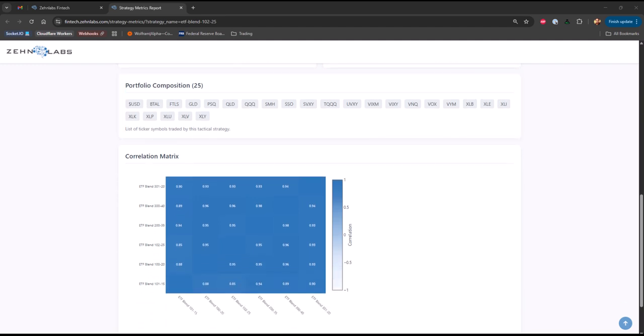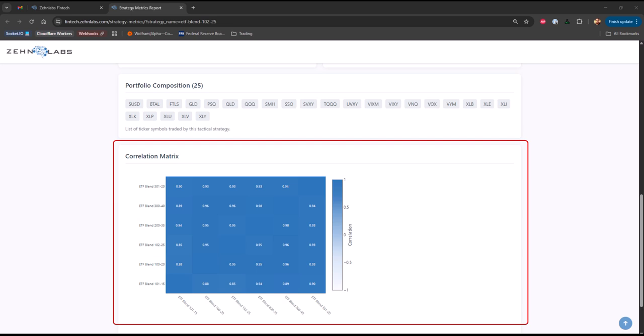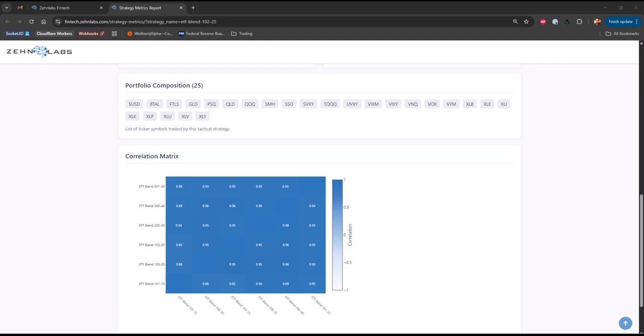Finally, the correlation matrix shows the level of correlation between different strategies we offer. This is important when you are trading multiple strategies. In such cases, it is preferable to trade strategies that are least correlated in order to get the benefit of diversification at the strategy level. This ends our strategy analysis section.